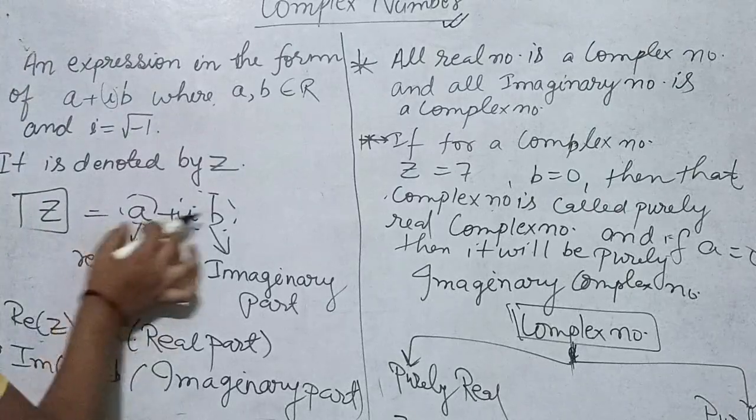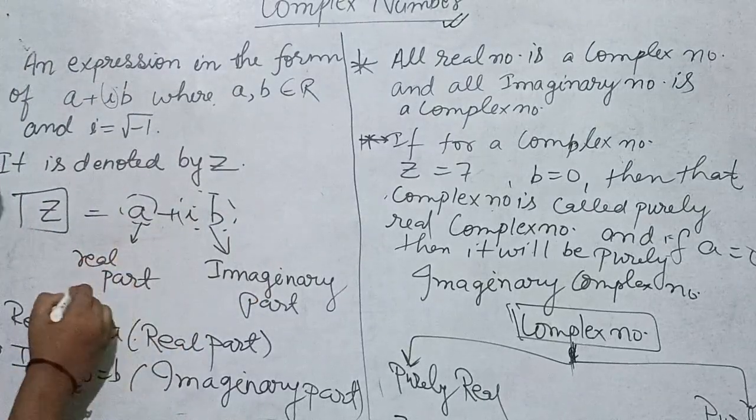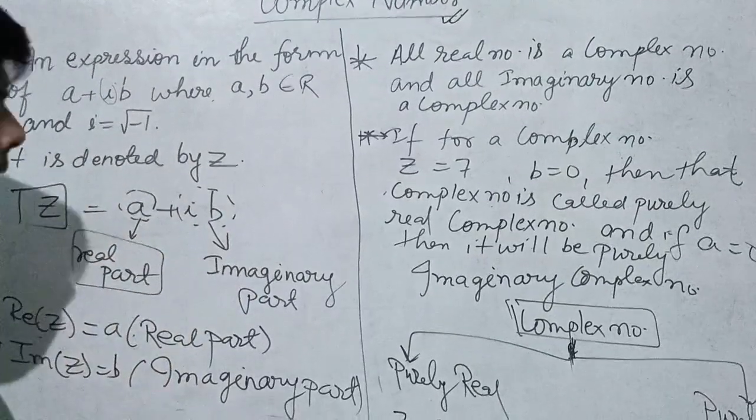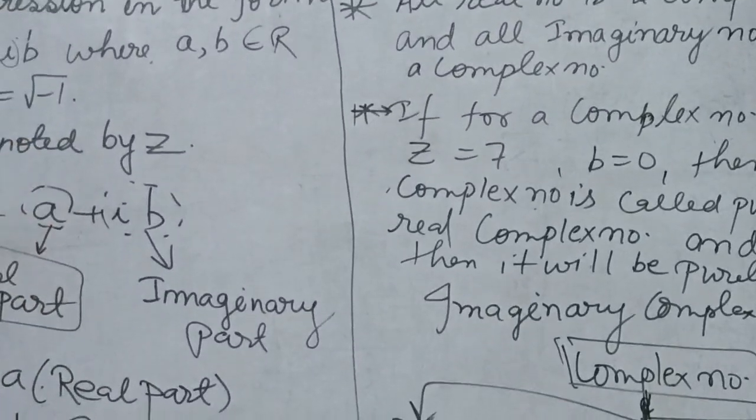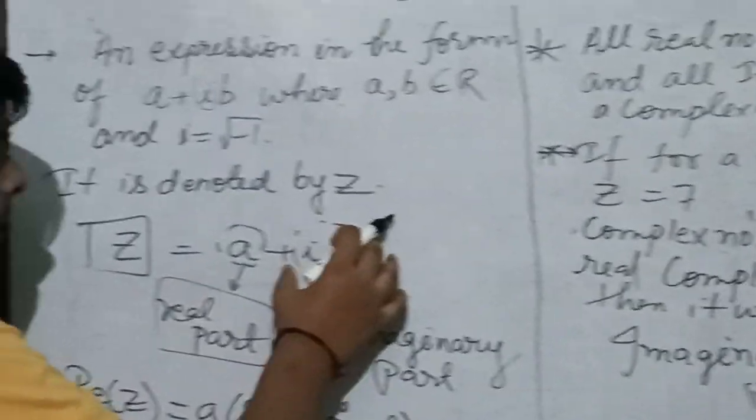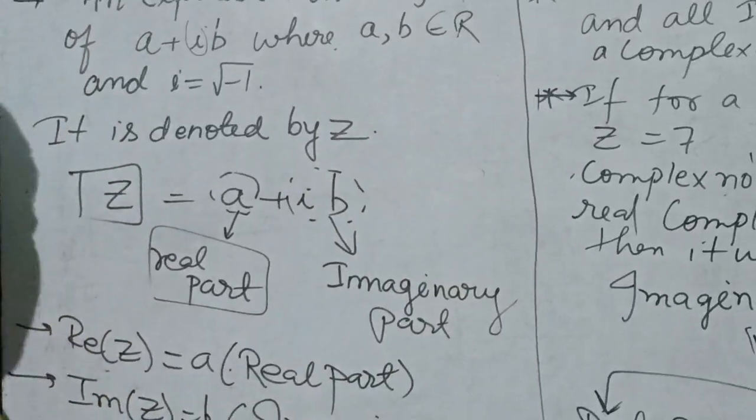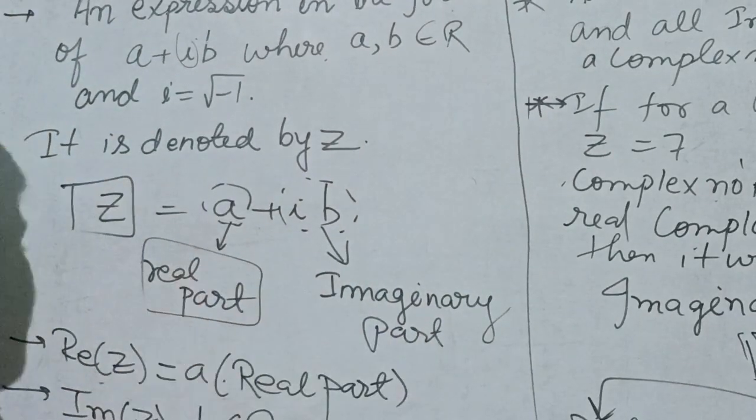So a plus iota b, here a represents the real part of the number, and iota b is the imaginary part of the number. Iota b is an imaginary part.